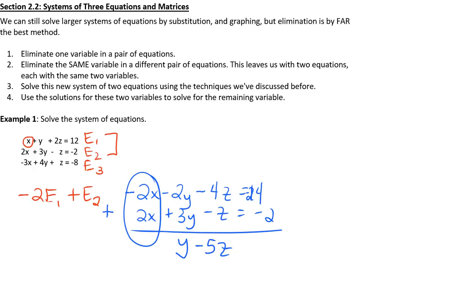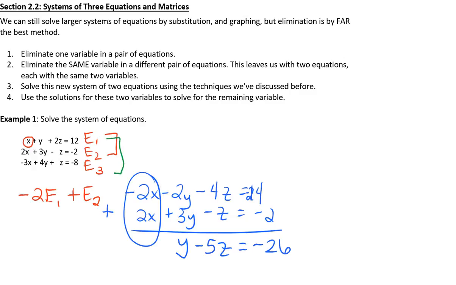Negative 24 minus 2 leaves us with a negative 26. So we now have a new equation. It only involves 2 variables, and if we can come up with a second equation similarly with only 2 variables, specifically y and z, then we'll be able to solve for those 2 variables. So now, let's go ahead and look at combining equation 1 and equation 3.